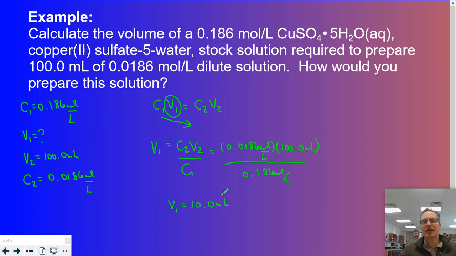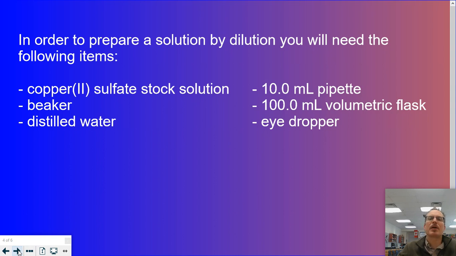Now, in the lab, it's a little bit more complicated than that. So let's take a look at the equipment we're going to need. In order to prepare this solution by dilution, I'm going to need, of course, my copper 2 sulfate solution that we had. I'm going to need a beaker, some distilled water, a 10 milliliter pipette, a 100 milliliter volumetric flask, and of course an eyedropper. Again, the link to watching me prepare this solution will be in the description below.